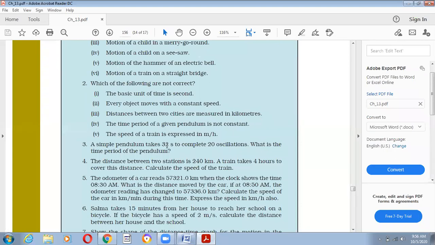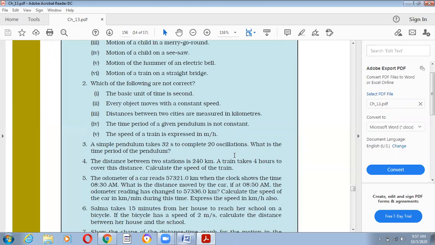Now here you can see a simple pendulum, third question. A simple pendulum takes 32 seconds to complete 20 oscillations. What is the time period of the pendulum? So we know that time period is defined as the time taken to complete one oscillation. Here we have the time of 20 oscillations, so simply we will calculate the time period for one oscillation.